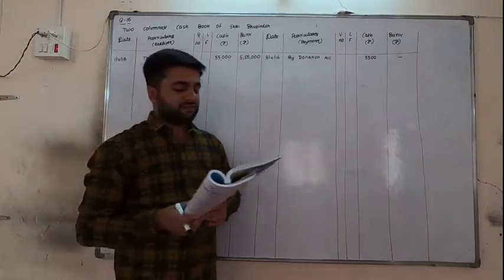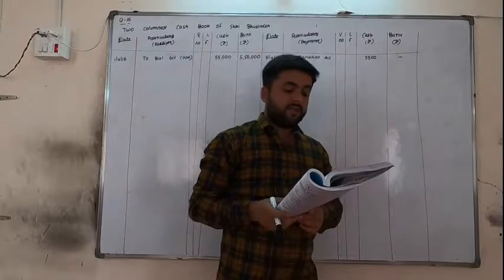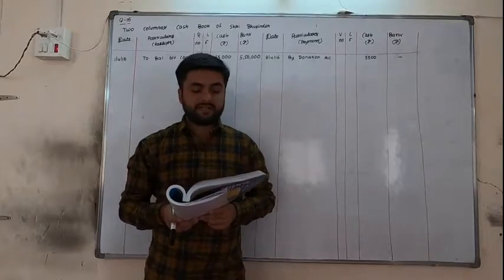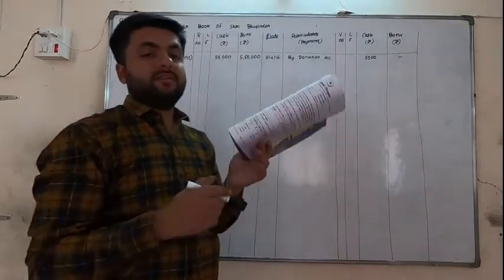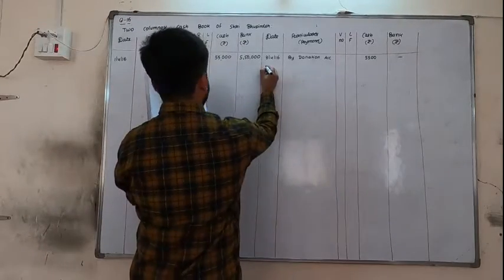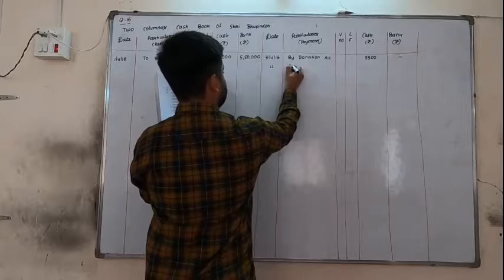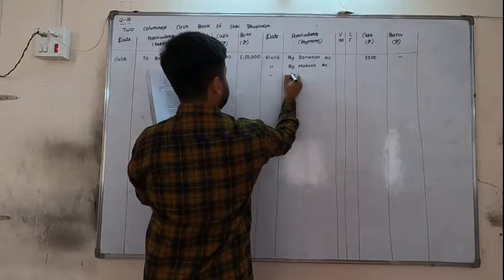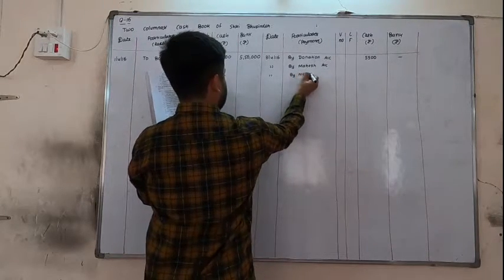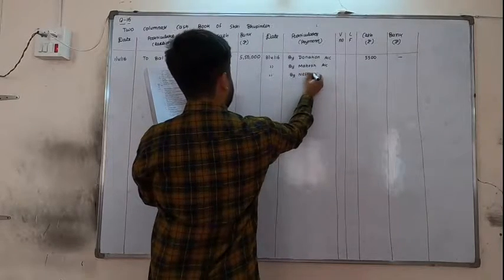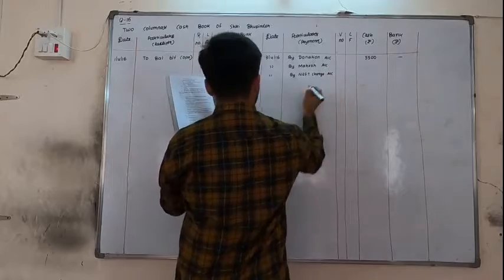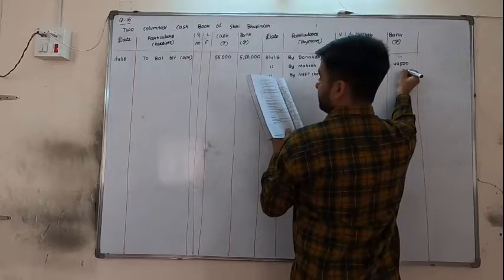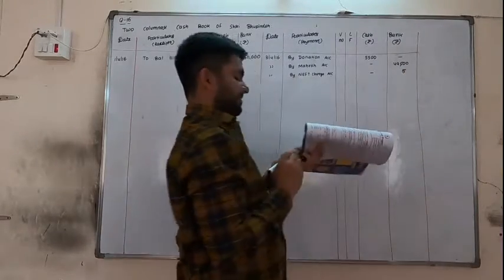Third, 49,500 paid to Mahesh through NEFT for his receivables. NEFT charges 5, bank debited the amount, so we will write on credit side. We are paying to Mahesh, so bank is the giver on credit side and bank charges also on the same side. The date is same, by Mahesh account on the same day, by NEFT charge account. Mahesh is paid by bank 49,500. Also bank is debiting, so we are writing on the credit side NEFT charge 5 rupees.